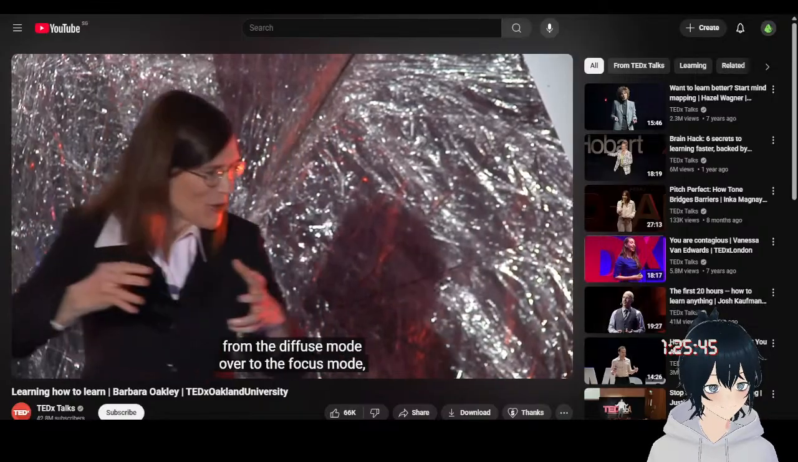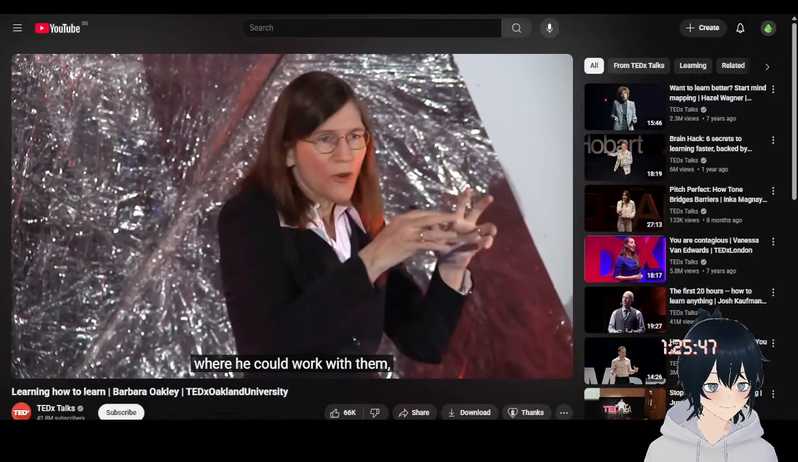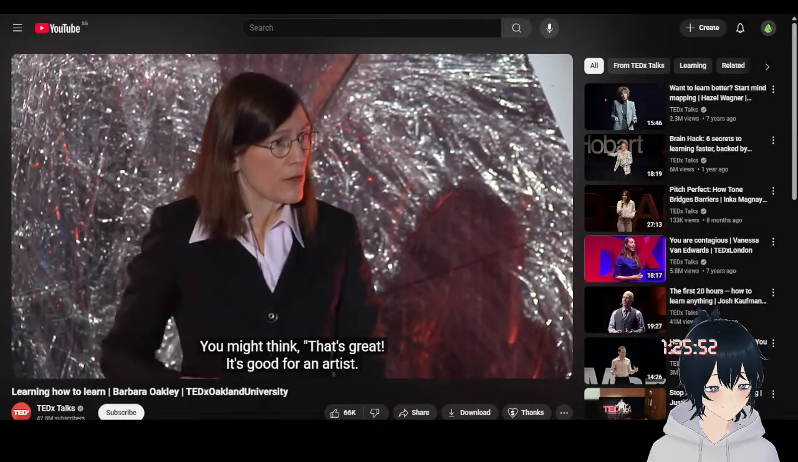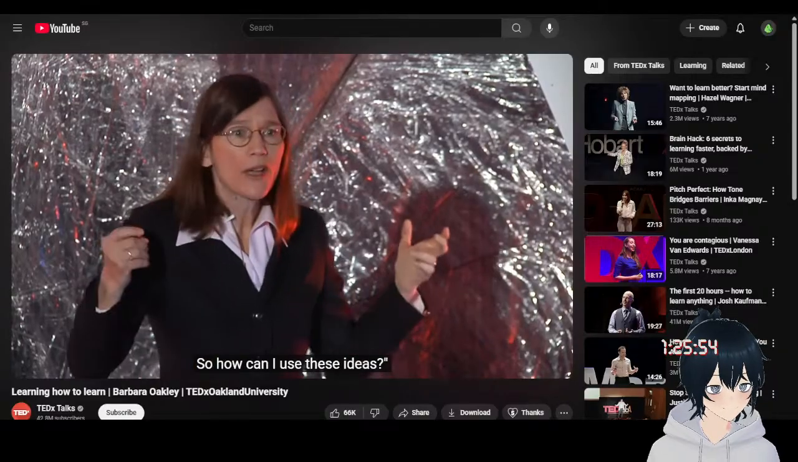He'd take those ideas from the diffuse mode over to the focus mode where he could work with them, refine them, and use them for his painting. So you might think, well, that's great. It's good for an artist. But I'm an engineer, so how can I use these ideas?